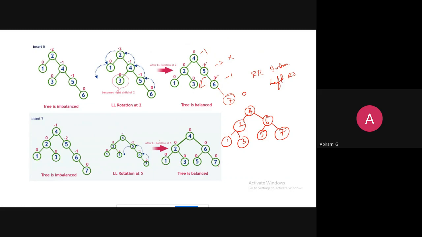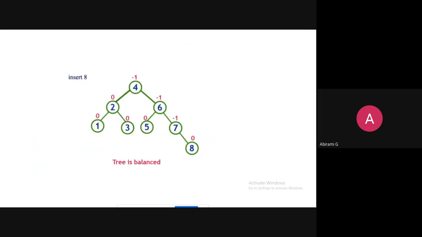Now we have to insert 8. Where to insert 8? On the right hand side of 7. After inserting 8, the balance factor of this 4 is 2 minus 3, which is minus 1. So minus 1, 0, 0, 0, 0. So this is an AVL tree. An AVL tree is a strictly balanced binary search tree. The node's balance factor should be 0, minus 1, or 1.